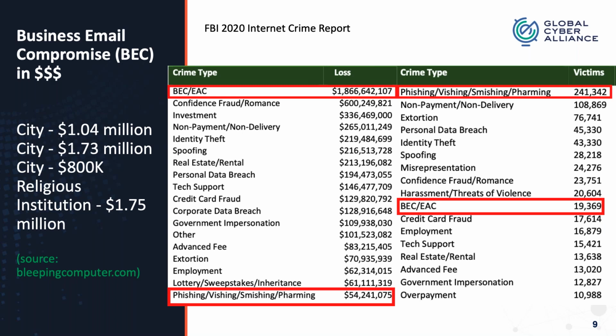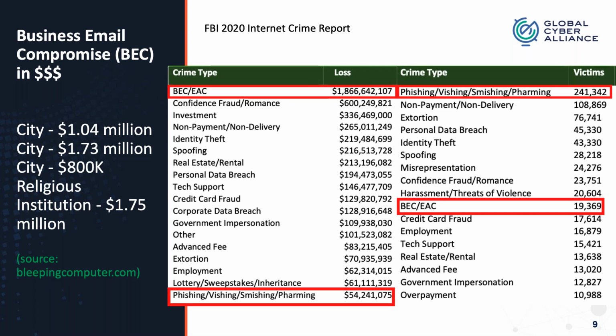And then if we combine the phishing alongside it, right? The phishing is also phishing, smishing, and pharming. If we combine those and you add up all the numbers, you'll still see that email is one of the top vectors for financial loss. It's about 40%, which is a good chunk.